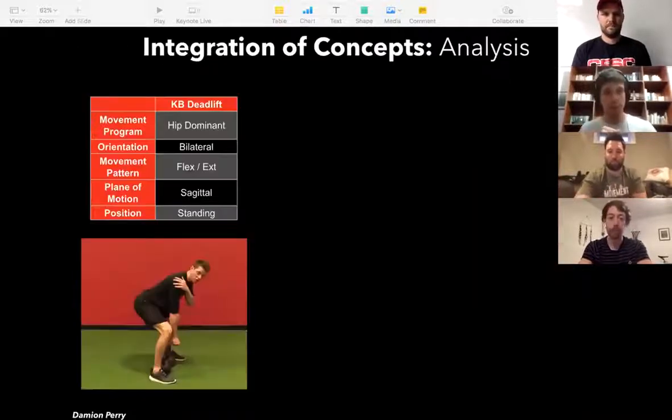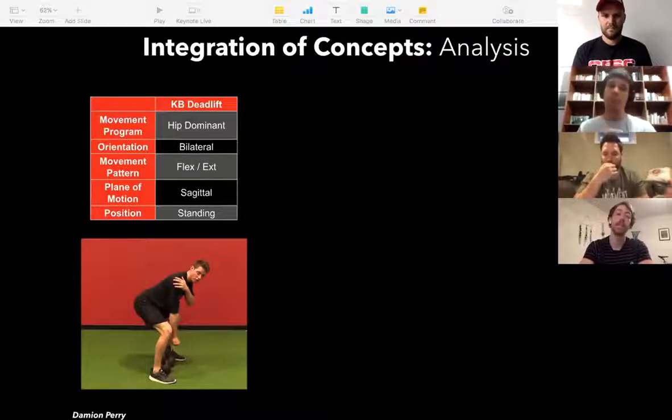All right. So now, if we can reanalyze using some of these concepts, how do we put this whole picture together? We have this wonderful picture of Steve Bigelow over there just flexing, about to do a deadlift. We have our kettlebell deadlift. So it's a hip dominant exercise. It's bilateral in stance. They're moving basically in flexion and extension. He's in the sagittal plane.